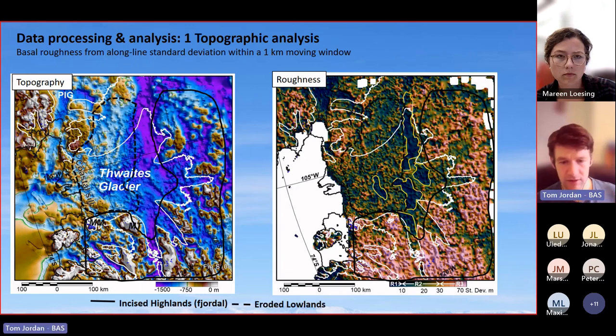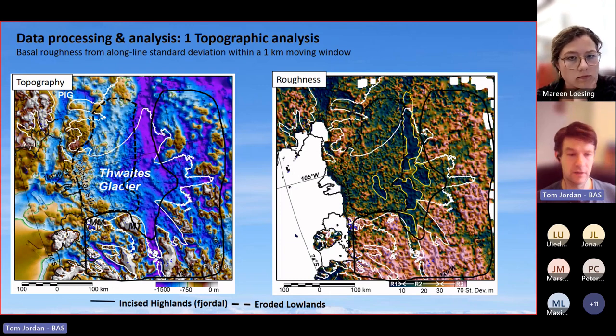Then we've got this downstream area, which I call the eroded lowlands, and they're much, much smoother than the highlands, but they're not the smoothest. So you look at the radar profiles and you can see that there is clearly topography along the radar lines. And it looks like essentially you've taken away an awful lot of that fjord topography and just wiped it out.